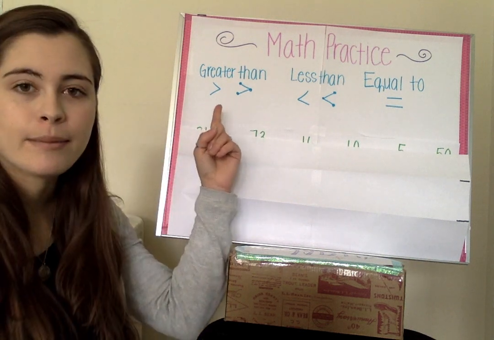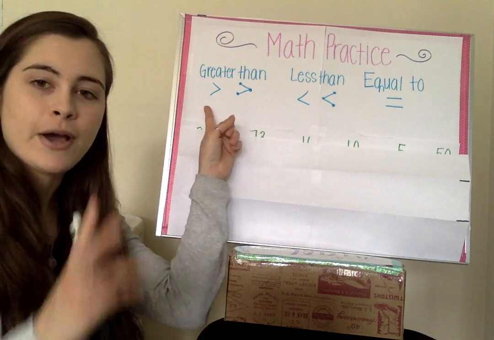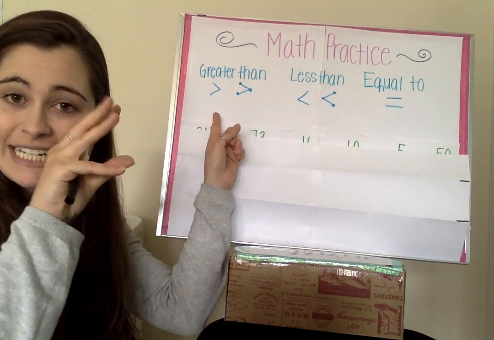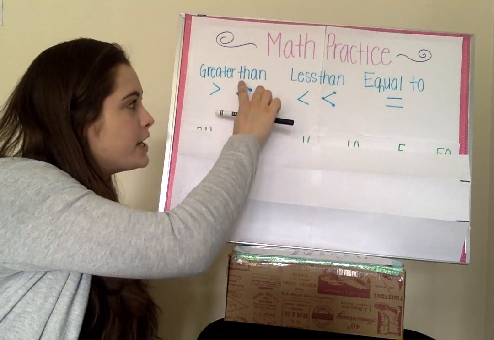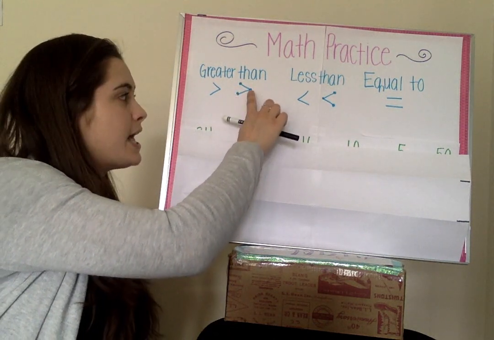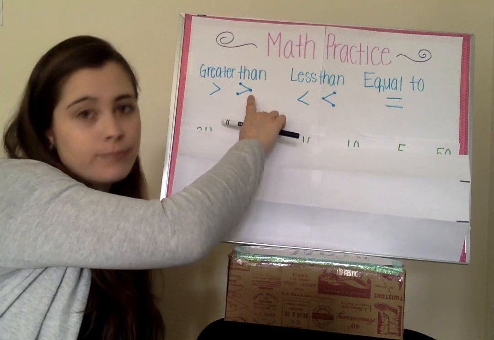So for greater than, remember we had this symbol and we talked about the mouth, like an alligator's mouth wanting to eat the bigger number. Or we could look at it like this with dots. So 2 dots point to the bigger number and only 1 dot points to the smaller number.